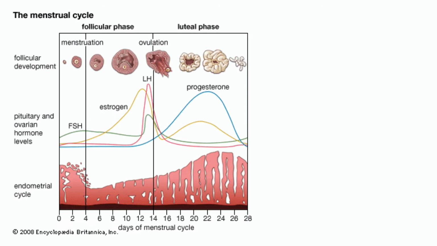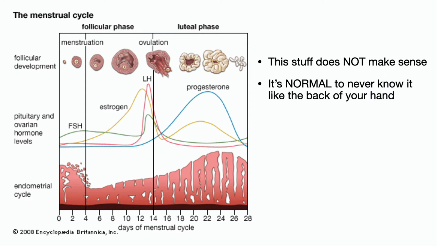Now let's take a look at this graph that you've seen probably since high school. The first thing I want to say is that if this graph is confusing to you, if you have a hard time remembering how it goes, this is completely normal. There's a lot going on here. There's 4 different hormones. Most of it is not intuitive when you think about it. And a lot of what's going on here is not even understood by science.